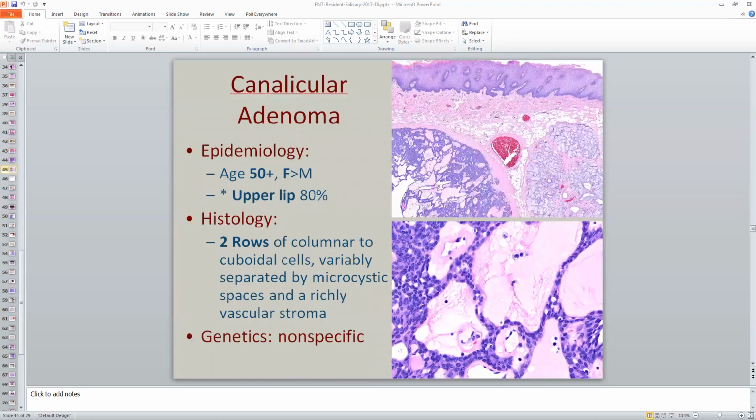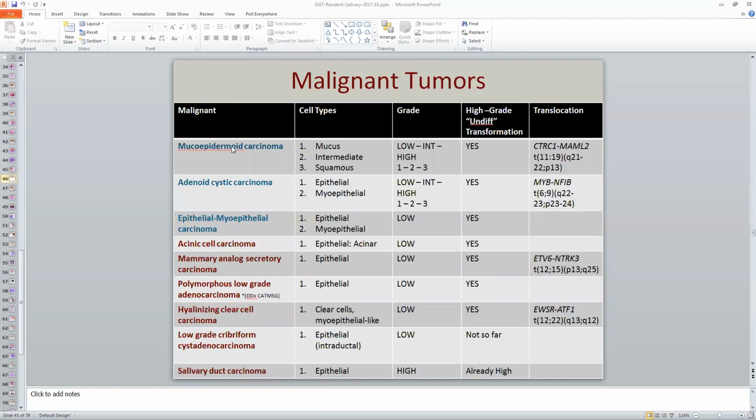All right. Cool. So the next benign tumor is canalicular adenoma. And so these are very characteristically present on the upper lip of sort of middle-aged to elderly females. Not uniformly, but very characteristically, clinically is where these things will be found. They are these sort of bilayered strands of epithelium with this sort of background myxoid to vascular stroma. These are pretty rare, but just mentioning them so that you know that they're out there.